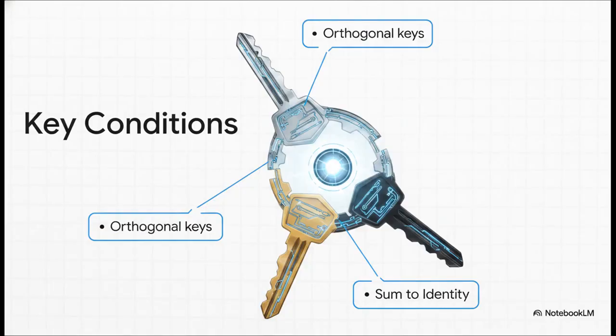But these aren't just any ordinary keys. They have to pass some crazy, strict conditions. First off, they must be perfectly orthogonal. That means if you multiply any two different keys together, you get 0, absolutely no overlap. Second, they have to be cyclically equivalent, seamlessly shifting right into one another. And here's the kicker. When you add all these independent keys together, they must perfectly reconstruct the absolute identity, the ultimate one of the entire ring.